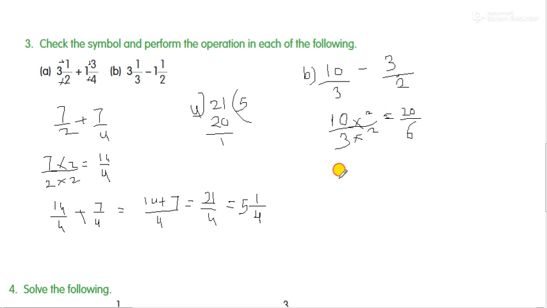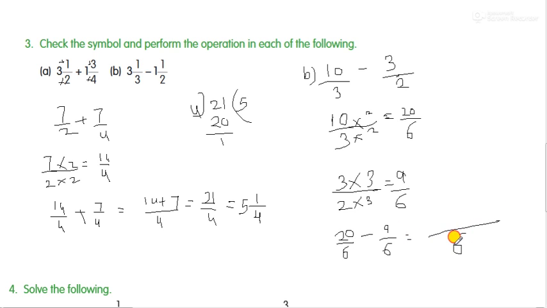Next 3 by 2. Multiply the numerator and denominator with the 3. 3 threes are 9, 3 twos are 6. Here 20 by 6 minus 9 by 6 equals, the denominators are 6. So 20 minus 9 equals, so it's 11 by 6.